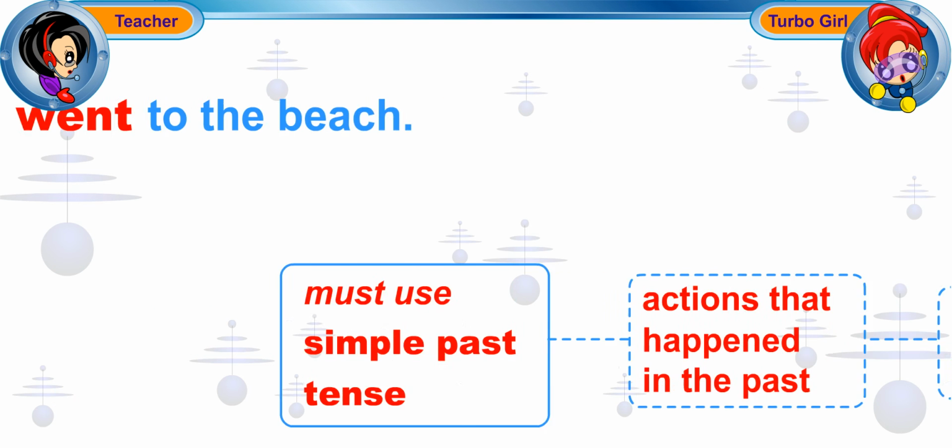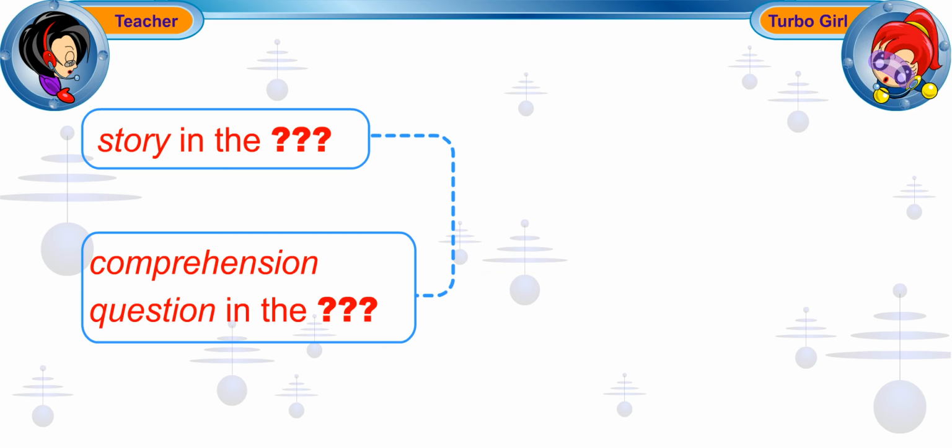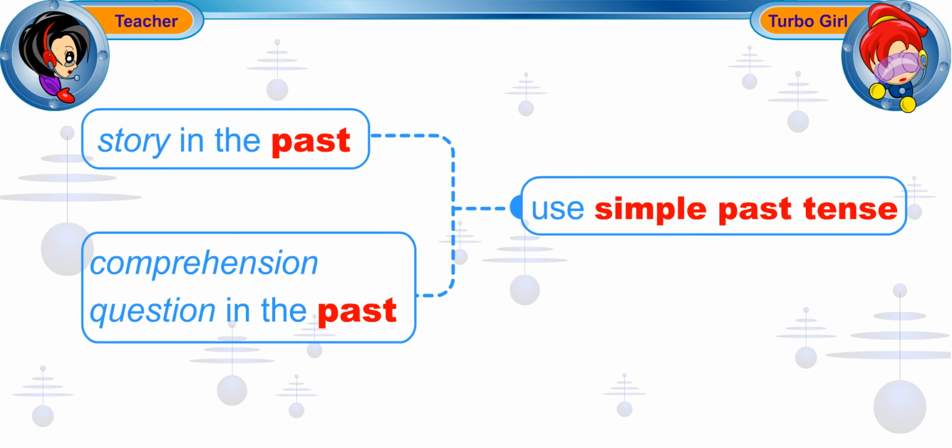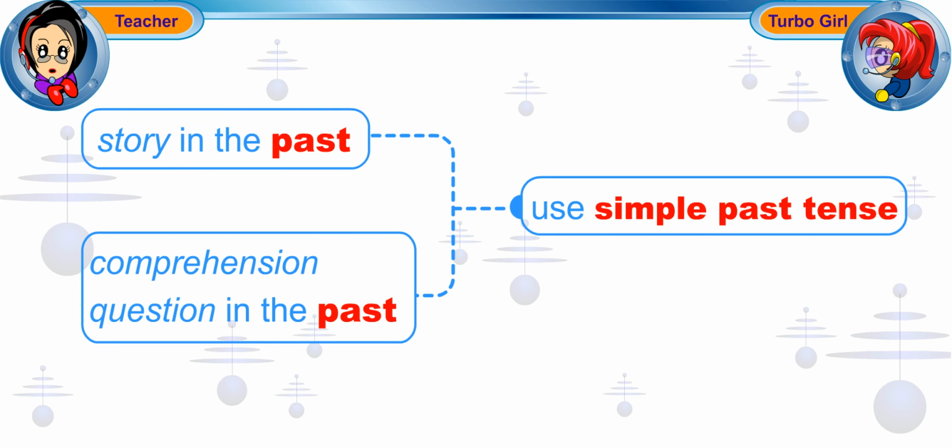Finally, we also learned that when we write sentences, stories, or answer comprehension questions, we must check whether the story is in the present or the past. If it is in the past, we must remember to use the past tense to describe the verbs in the sentences. Good job, Turbo Girl.